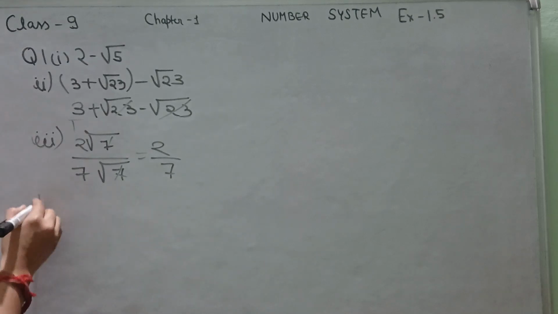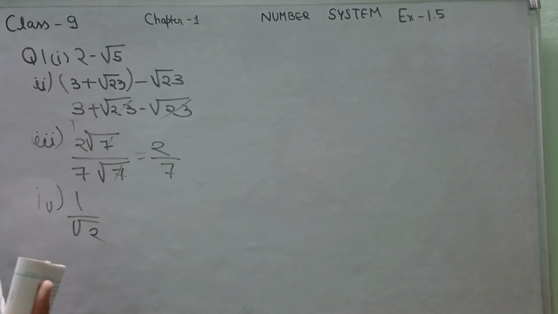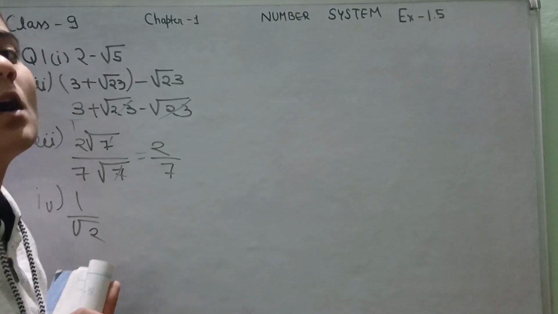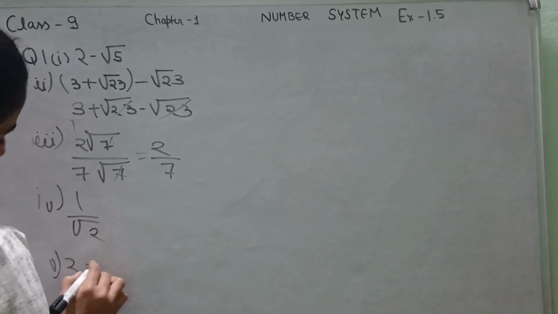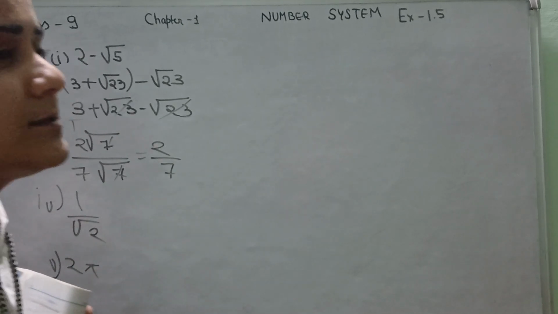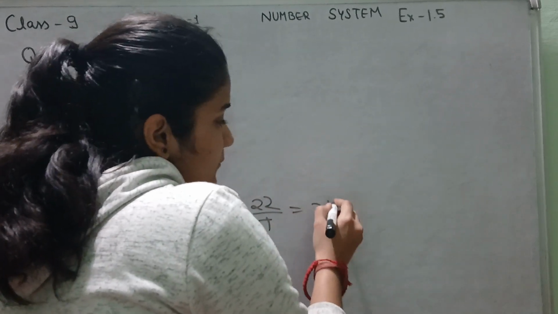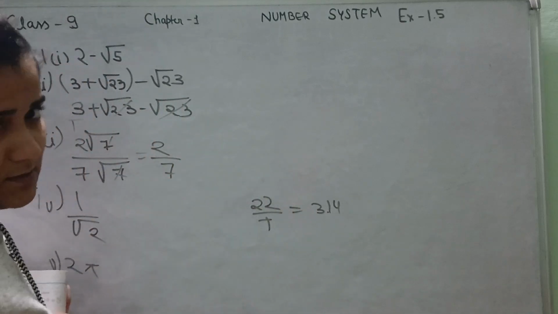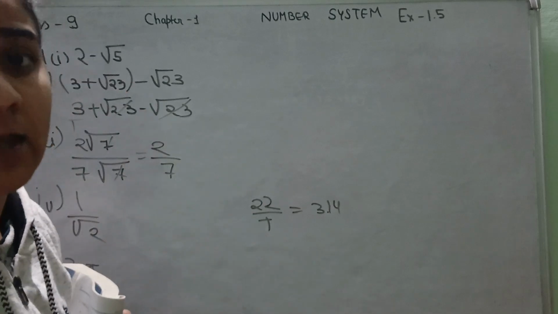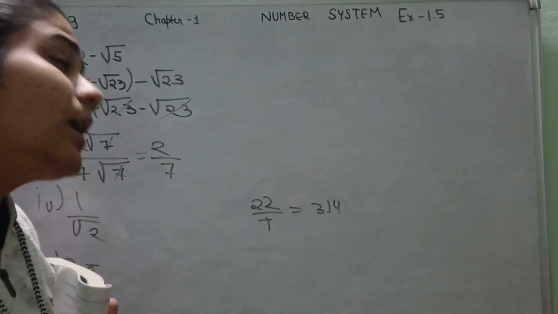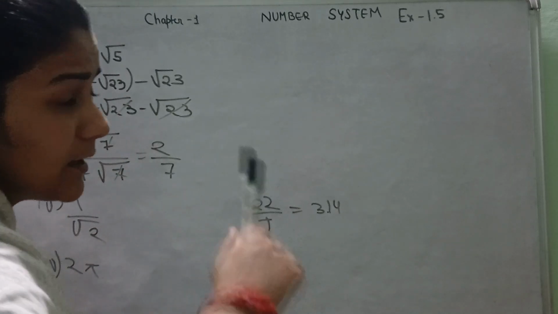Okay, coming on to the fourth question, which is 1 by root 2. Root 2 is an irrational number. So 1 by root 2 is also an irrational number. Okay. Coming on to the fifth question, 2 pi. Okay. You know what pi is? Pi is nothing but 22 upon 7. It can also be written as 3.14. But when we divide it further, it is an infinite number which is non-repeating and non-terminating.